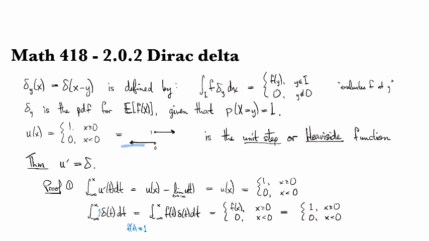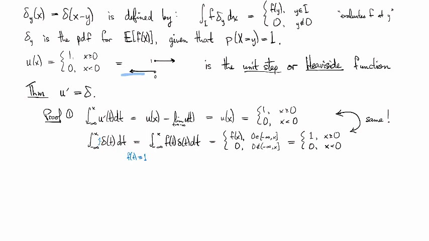Maybe just to make this match up a little bit more closely with the definition, this is going to be if x is in the set from minus infinity, sorry, if 0 is in the set from minus infinity to x, and this is going to be if 0 is not in the set from minus infinity up to x. Okay, and so that equals this. And then you notice that these guys are the same. Okay, so that's one proof for you.